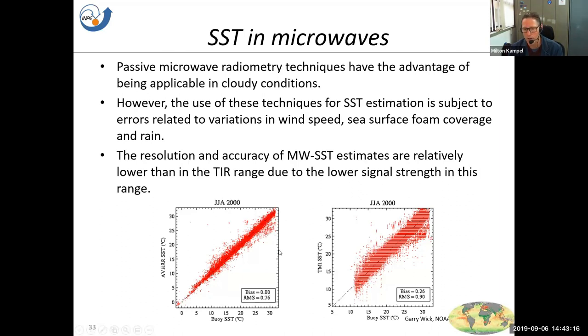And here you have a comparison provided by Gary Wick from NOAA. On the left, you have thermal infrared sensors, such as the AVHRR, which is flying nowadays on the MetOp European satellites, although AVHRR is a NOAA sensor. And you can see that the bias of in situ buoy sea surface temperature measurements against those is almost zero. But the bias is a little bit higher, and bias means here the difference, when you get a passive microwave radiometer.